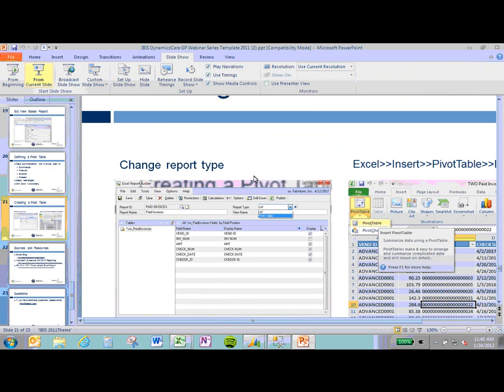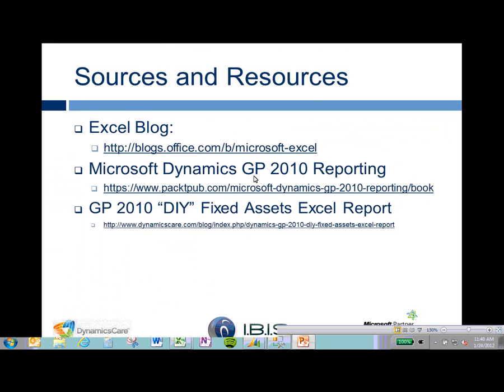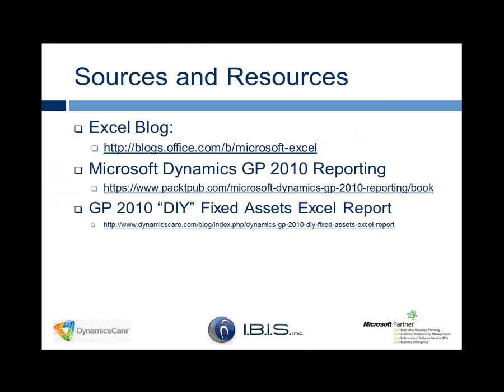Okay, so we went through creating a pivot table, and here are some resources that I would recommend. The Microsoft Dynamics GP 2010 reporting book is from an associate here at IBIS named David Duncan and Chris Liley. They co-authored the book, very experienced consultants, and I used a lot of their information today. Also, the fixed assets example came from another associate here at IBIS named Amy Walsh, and here are the links.